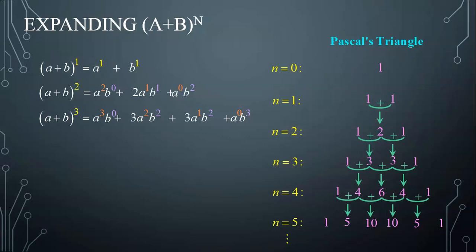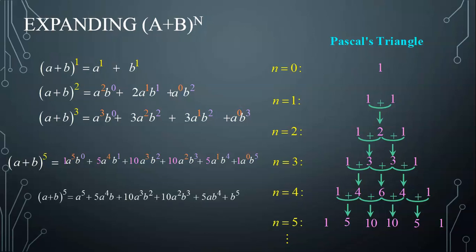As we already found the coefficients corresponding to n equals 5, and we now have the term pattern, let us try to expand (a + b)^5. For a, we start with a^5 and decrease the exponent of a all the way to a^0. For b, we start with b^0 and increase the exponent all the way to b^5. And according to Pascal's triangle, the coefficients for n equals 5 are 1, 5, 10, 10, 5, and then 1. And adding the terms, we now have the expansion for (a + b)^5.